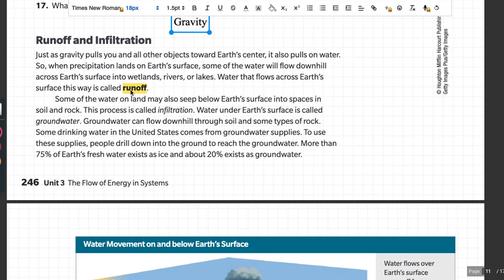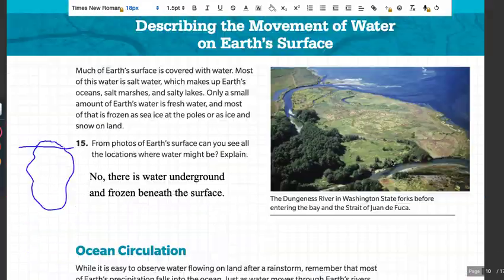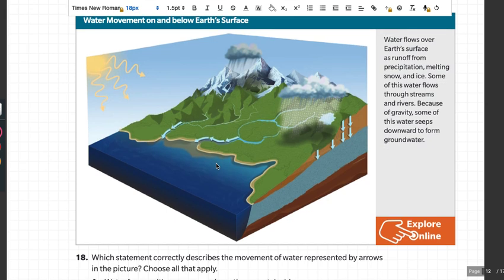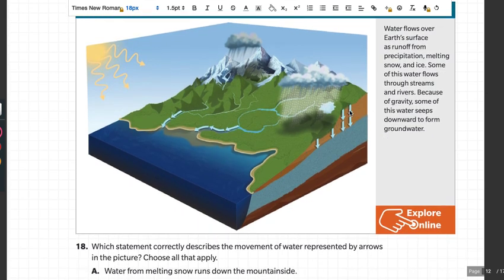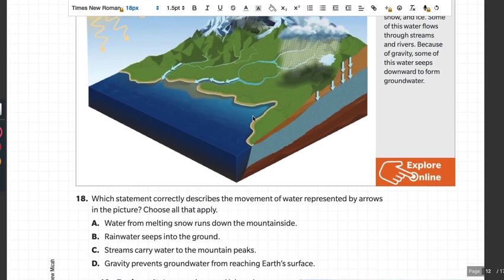Runoff and infiltration. Water that flows across Earth's surface is called runoff. Sometimes it soaks into the earth, and that's called infiltration. And we call that groundwater. I used that word when I was describing this picture. Groundwater is water that soaks into the dirt, into the ground. You can see this example here, showing groundwater soaking into the earth. And we have runoff, which is the rivers and the streams and everything.